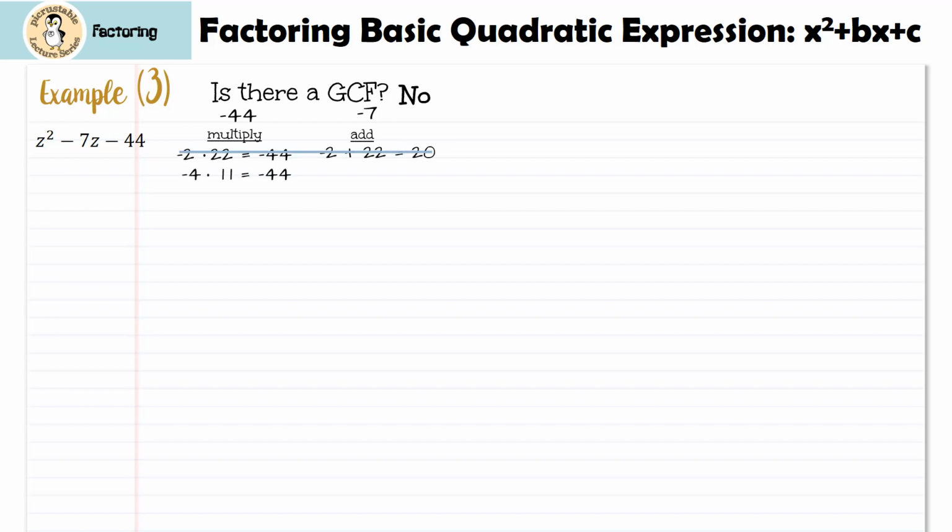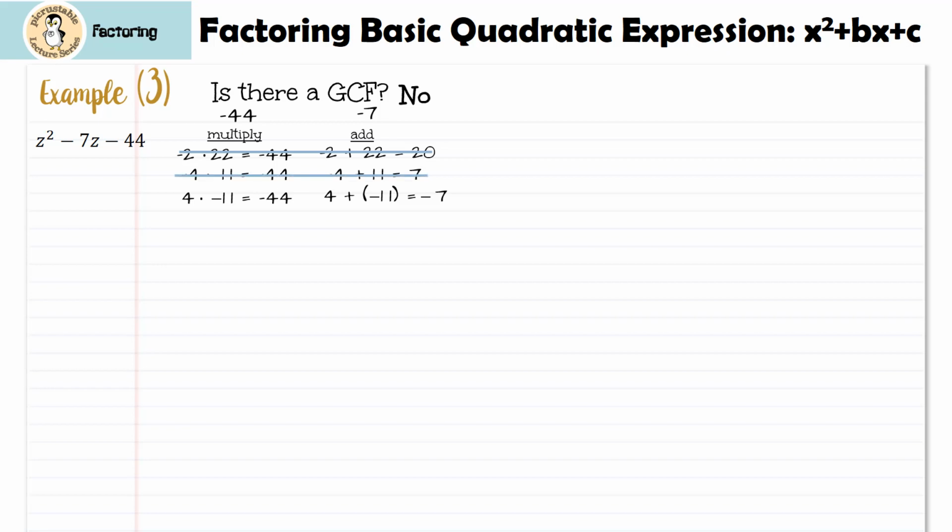Negative 4 times 11 is negative 44. Negative 4 plus 11, well, that's positive 7. Let's just change the signs. 4 times negative 11 is still negative 44. But when we add 4 plus negative 11, we get negative 7.